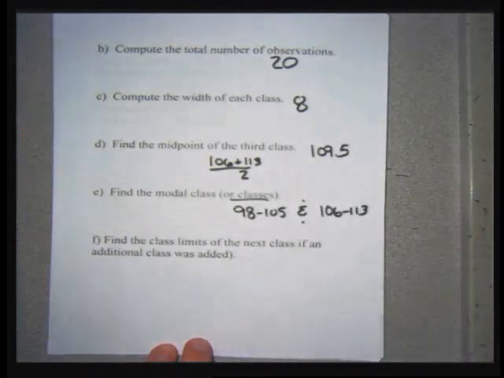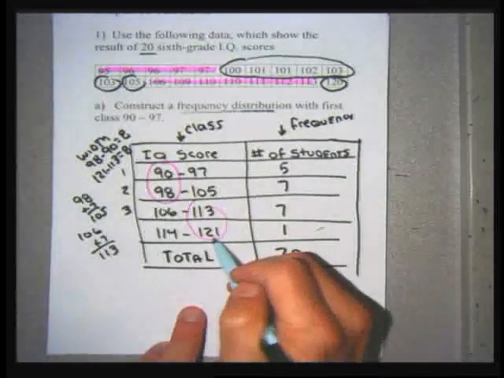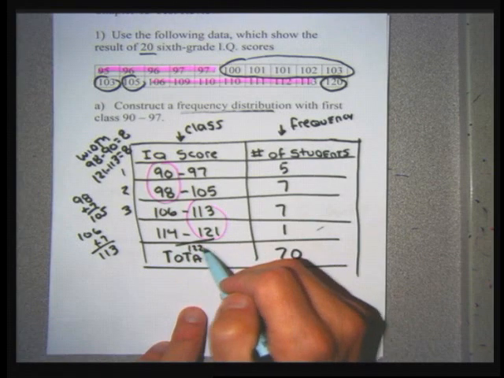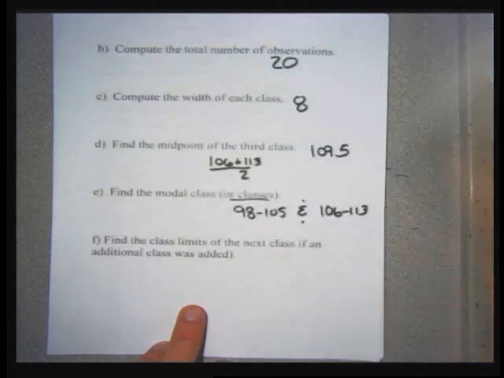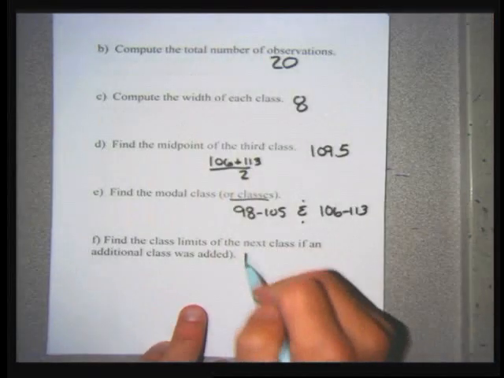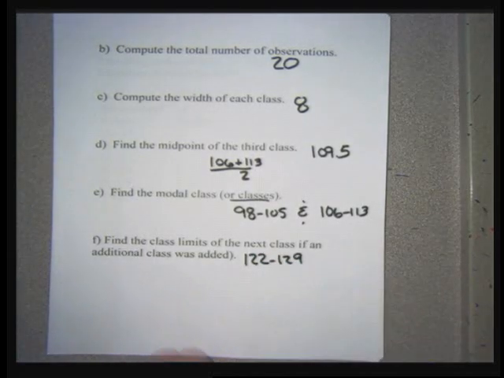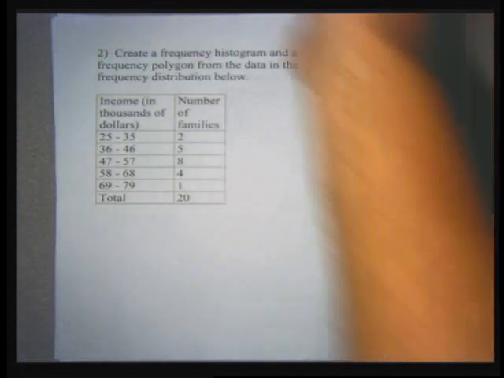And then the last one, if I had to make one more class, it'd start at 122, and then I had to add 7, and 122 plus 7 is 129. So if I had to make one more class, it would go from 122 to 129. So that's everything for the frequency distribution in problem 1.